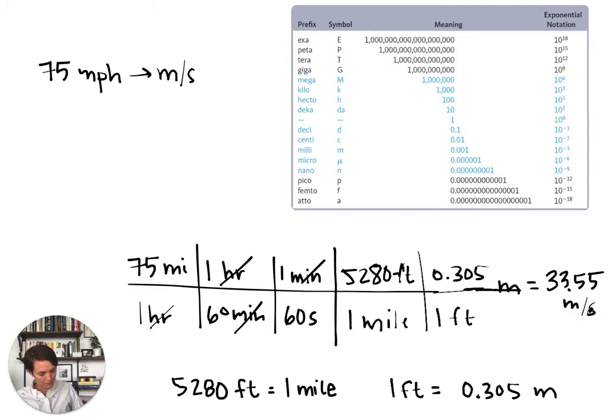meters per second. So just to illustrate why this is important, if I hadn't put those parentheses there, I would get, let's see, 75 times 5280 times 0.305, take that divided by 60 times 60, I get a huge number, right? 120,780 meters per second, which is really, really fast.